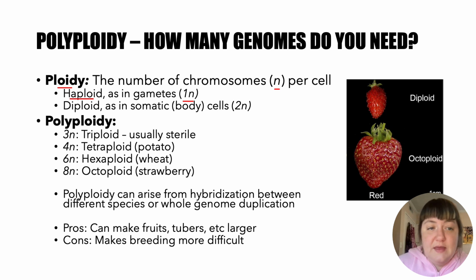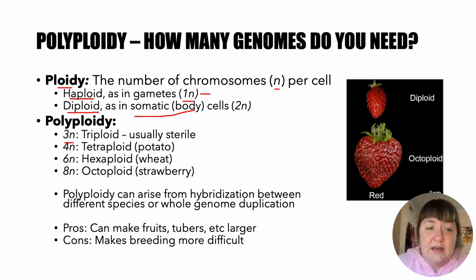And then the diploid, and also some fungi and bacteria are haploid their whole life. Diploid is 2 copies of each gene, and that's pretty traditional for somatic cells, body cells, and a lot of animals and plants. But you do get polyploids in plants, and they have interesting effects on the phenotype.